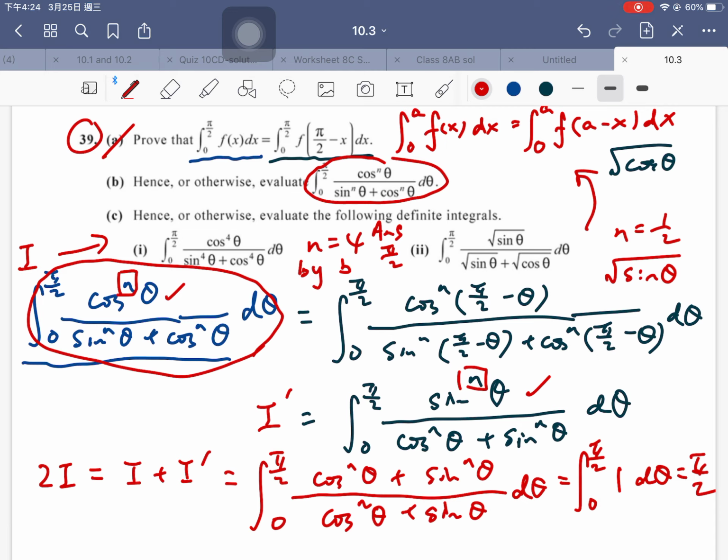Okay, now we go back. Here n is 1 over 2, but here is sine theta, but the question asks you for cosine theta. But you see that this one, cosine n theta, is equal to sine n theta. So again, the answer for this one is also pi over 2. Pi over 2, okay? You try to do it on your own.